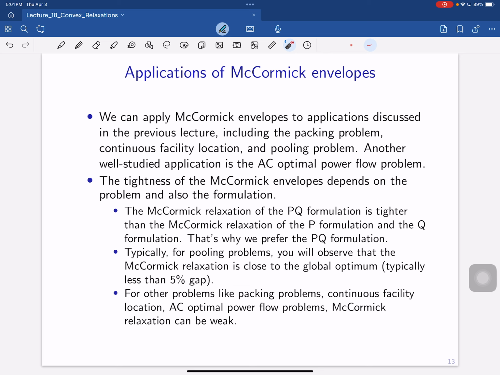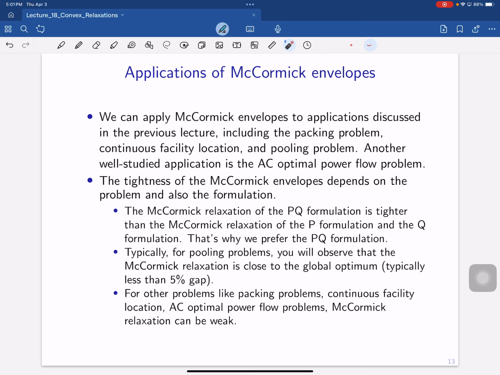Now, after we introduce the McCormick envelope, you can think about how you could solve the problems we introduced in the previous lecture. At least you can come up with some convex relaxation for them, right? Like the packing problem, continuous facility location, pooling problem. Another well-studied application is called the AC optimal power flow problem in electrical engineering.